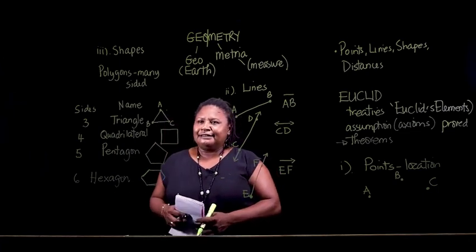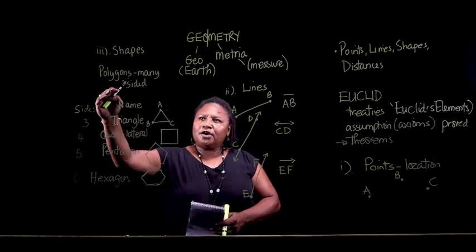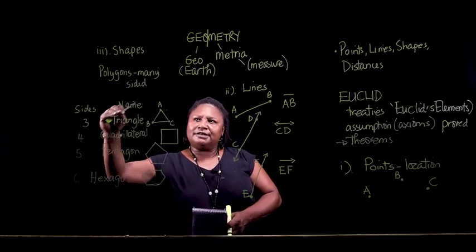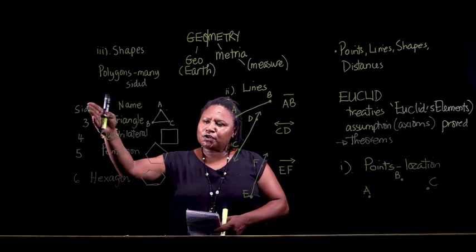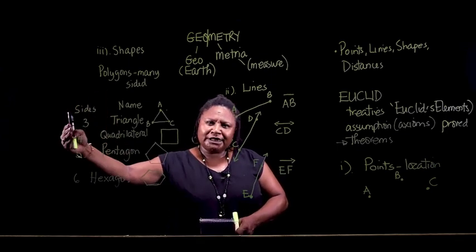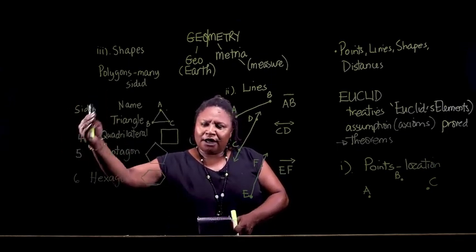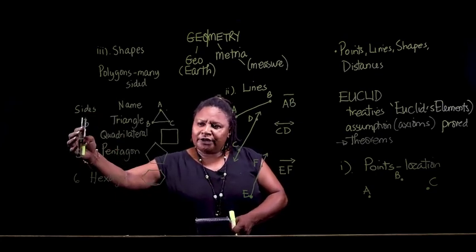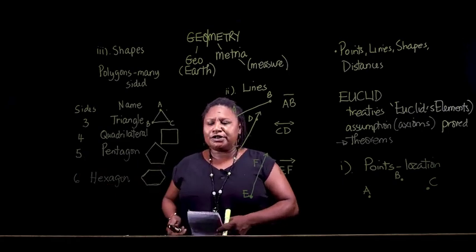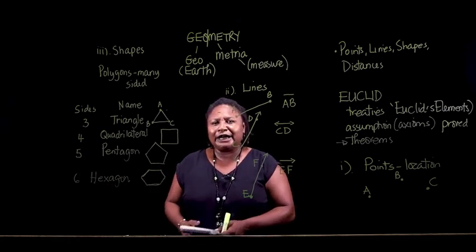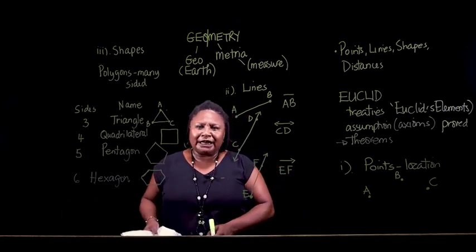So we have polygons, which are many-sided shapes. These shapes are formed by lines. The most common polygons are the three-sided triangle, the four-sided quadrilateral, the pentagon, which is five-sided, and your hexagon, which is six-sided. This brings us to the end of the lesson.